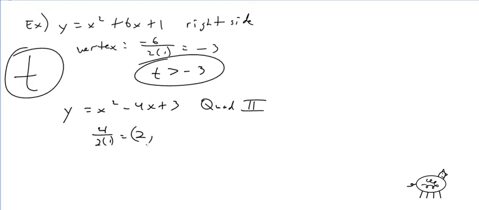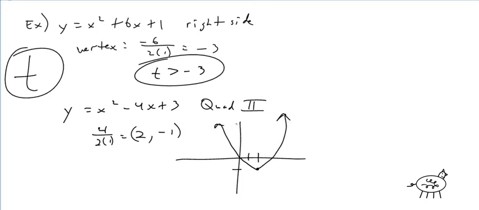So it's 2 comma, and if I put in 2 here, I get 2 squared is 4. 4 minus 8 is negative 4. Negative 4 plus 3 is negative 1. So this graph is going to be at 2, negative 1, and it's going to go up like this. And now you're saying, I need to really check that point out, because it's got to be in quadrant 2. Where is it going to be in quadrant 2?